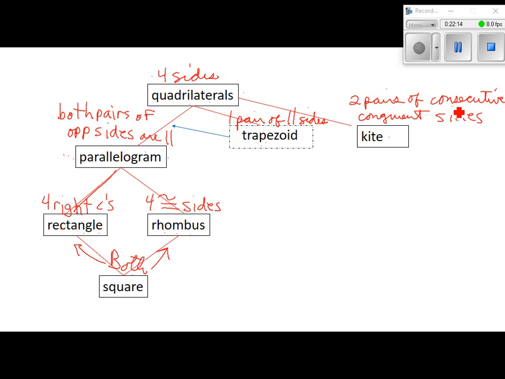So if you can show that a 4-sided figure has these 2 sides congruent, those 2 sides congruent, then you know it is a kite.